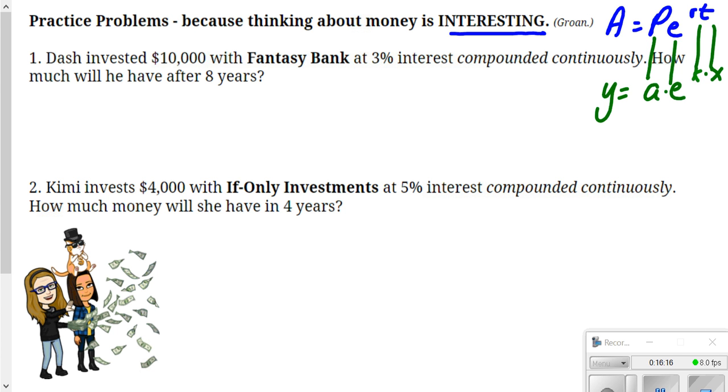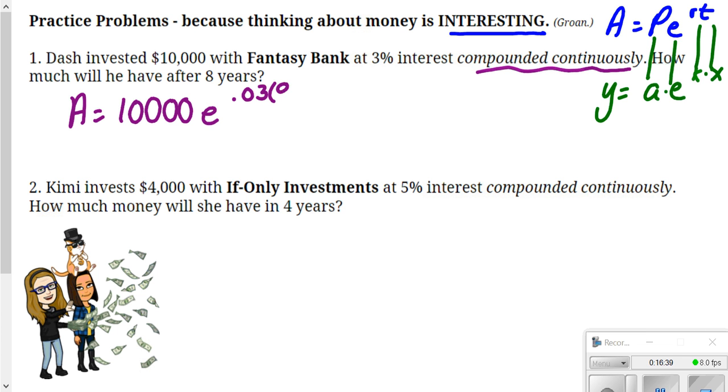So this one says Dash invested $10,000 with Fantasy Bank at 3% interest compounded continuously. So this compounded continuously tells me that I'm using this kind of model. How much will he have after 8 years? So my setup is going to look like this. 3% is 0.03 as a decimal, and 8 years. So legit, those are all numbers. I just typed that in. So please find the answer to 1 and set up 2 and find its answer, and then come back to see me. Well, not see me. You know what I mean.